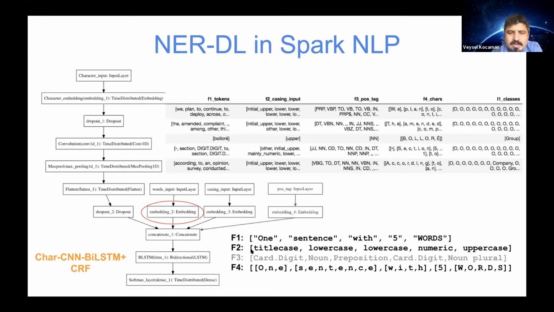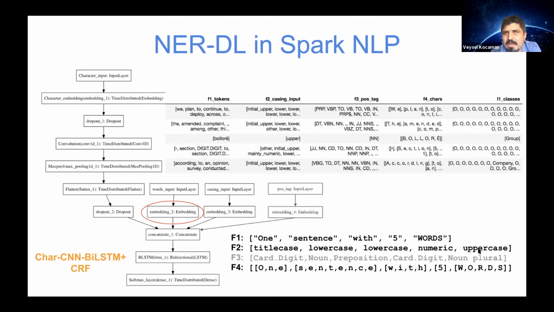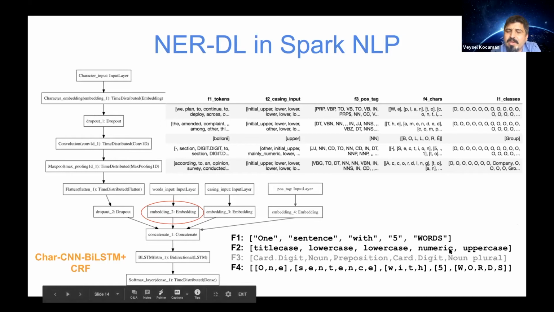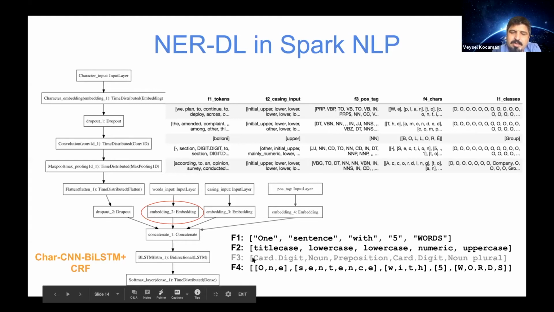And the second feature is the casing feature. Casing matters because if it's an uppercase word, it might be an abbreviation or a person's name or some city name. So it's an important indicator for NER models, like title case, lowercase, numeric, uppercase, etc. So for each word we get the casing features as well. And we skip the third one. We don't implement it from the original paper. There is a part of speech feature as well, which we don't use. According to our benchmarks, part of speech didn't make it better, so we removed it.